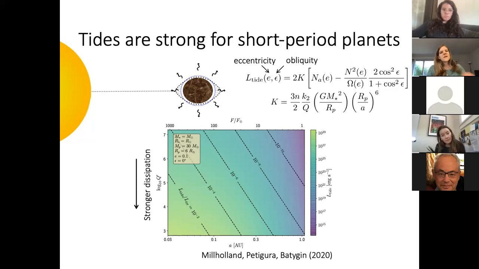In this plot, I just used a fixed eccentricity and obliquity, but in order to talk about the dependence of the tidal luminosity on the eccentricity and obliquity, it's helpful to put this in a greater context.